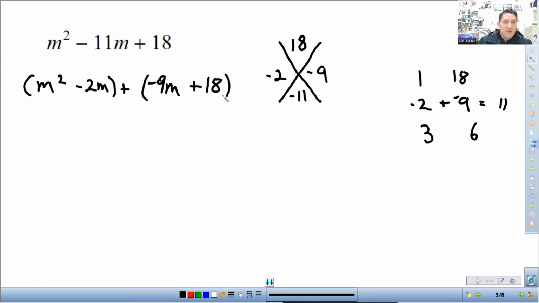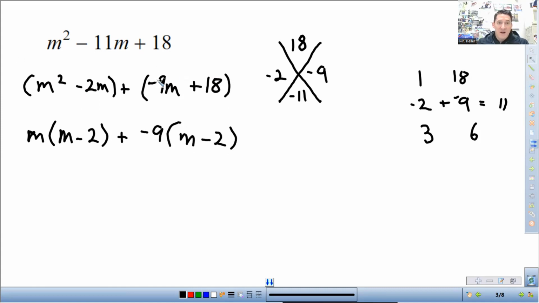So group the first two terms and last two terms here. I can factor out an m, so it'll be m times m minus 2. Over here, since this is a negative 9, if the leading term is negative, I'm going to factor out the negative. So I can factor out a minus 9 here, and then I get an m minus 2. When I factor out a negative, it changes the sign on this one as well.